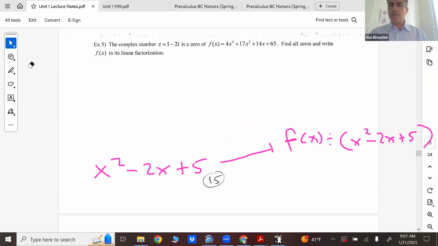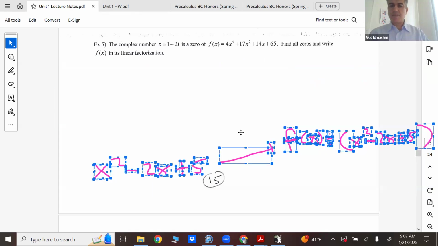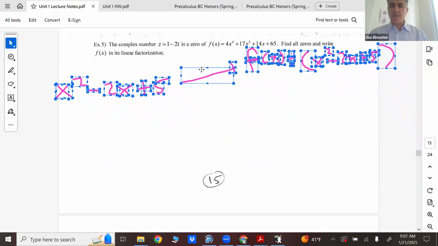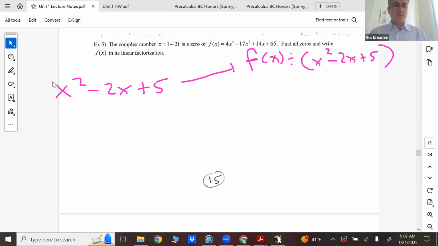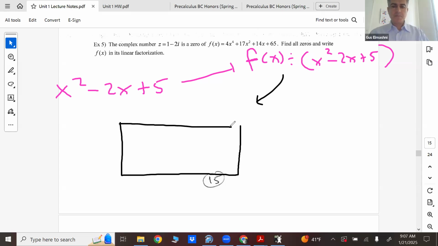Does that make sense where I'm going with this? Right, that makes sense, hopefully. So when I do that division, and because I expect this to come out clean, I should not have to worry about a remainder.